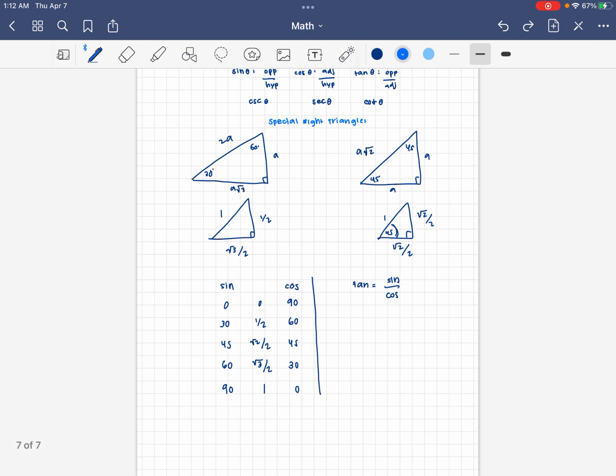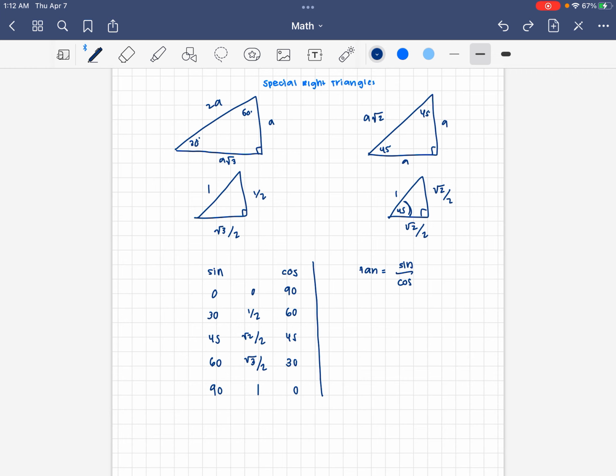And then tan, you just put them over each other, but for now I'm just gonna write them out. So tan 0, 30, 45, 60, 90. These are all degrees. And you get 0, square root of 3 over 3, 1, square root of 3, and then undefined for tan 90.